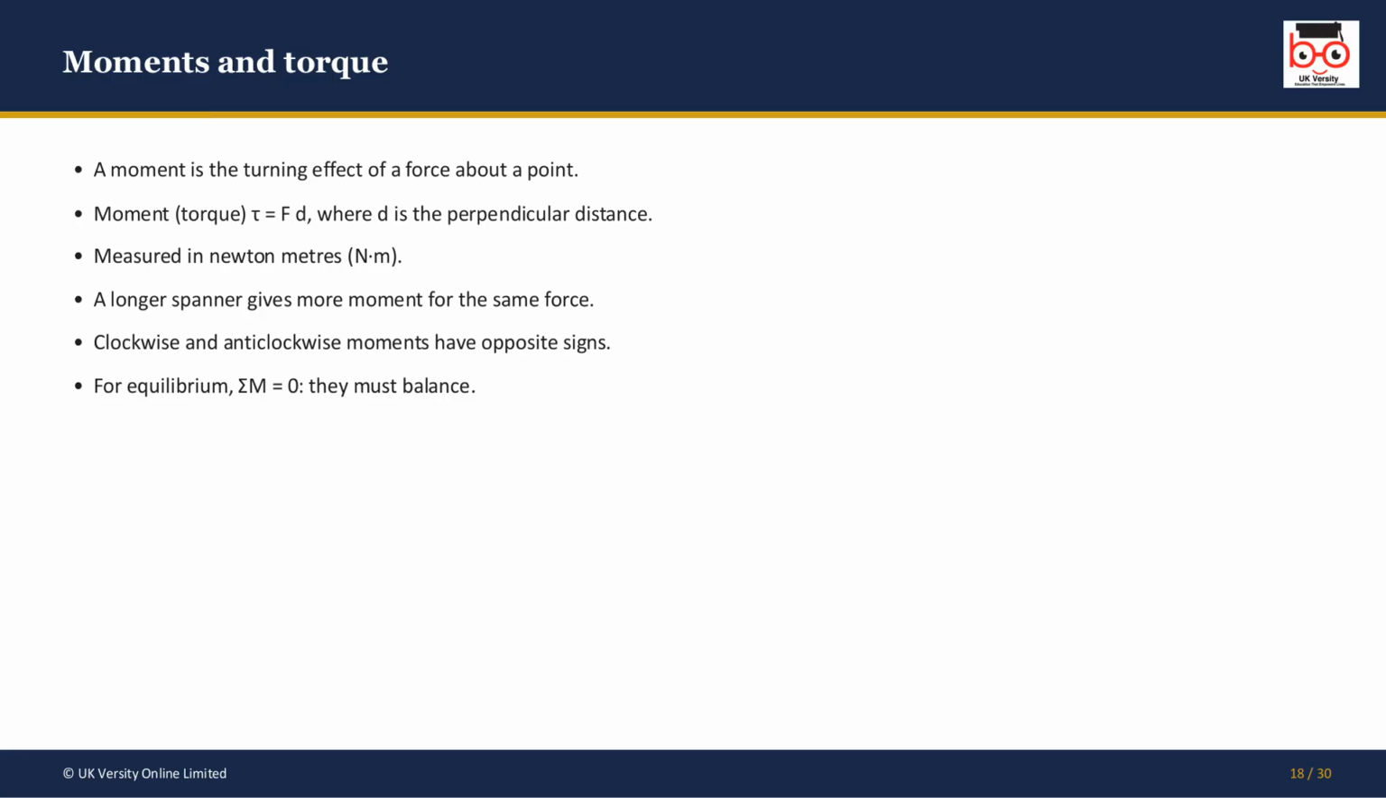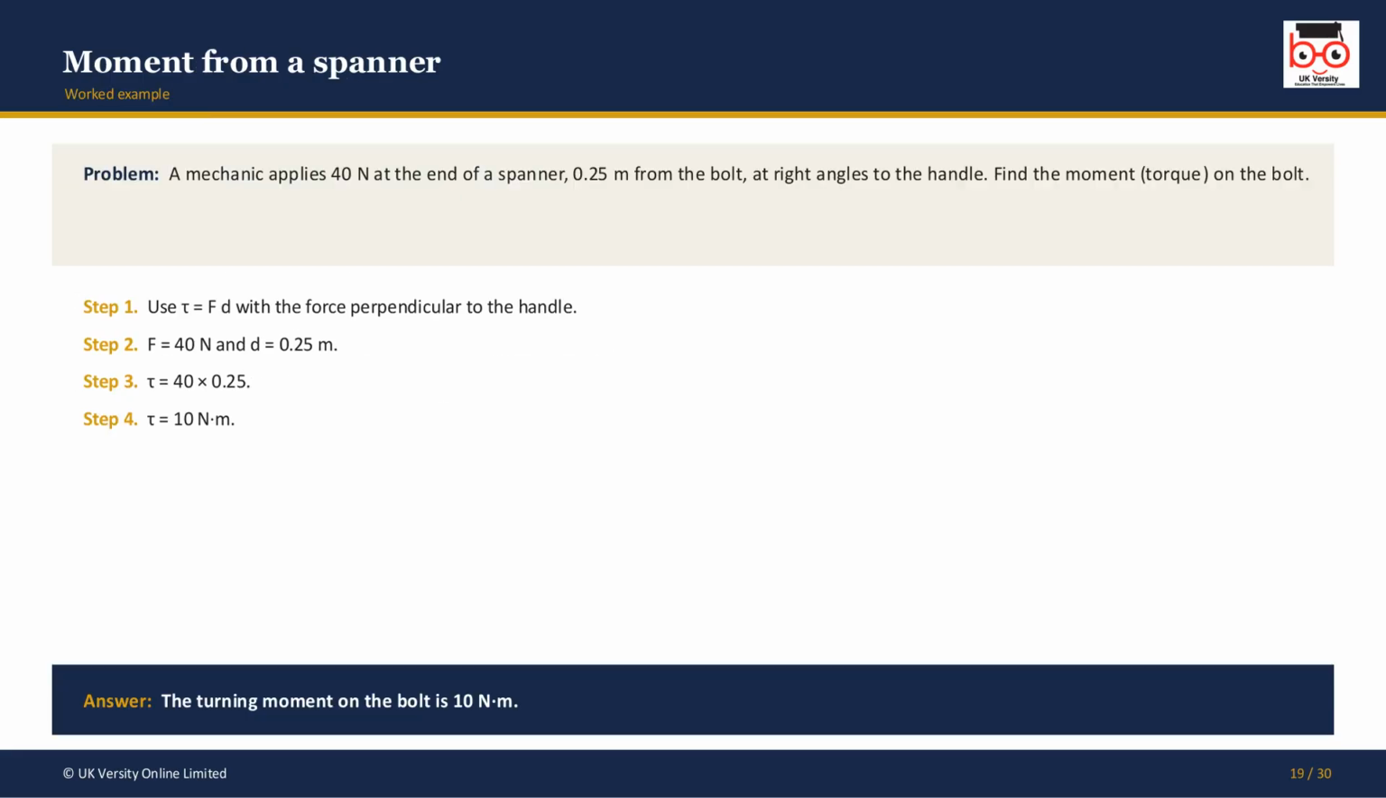For equilibrium, the sum of the moments must be 0, so the clockwise and anti-clockwise turns cancel out. Here's a quick one. A mechanic pushes with 40 newtons at the end of a spanner, a quarter of a meter from the bolt, and at right angles to the handle.